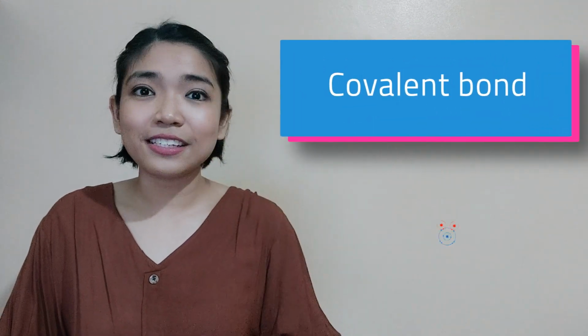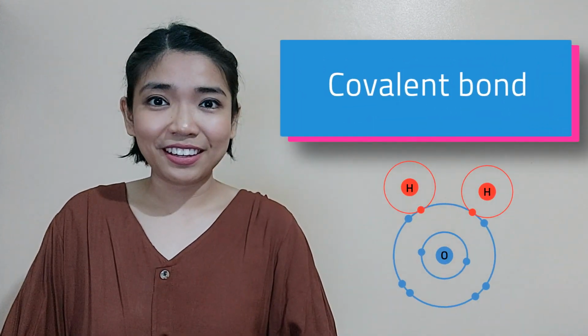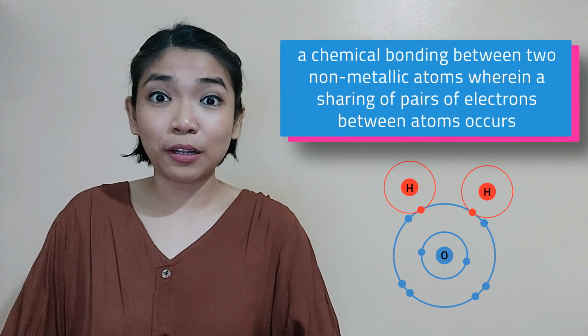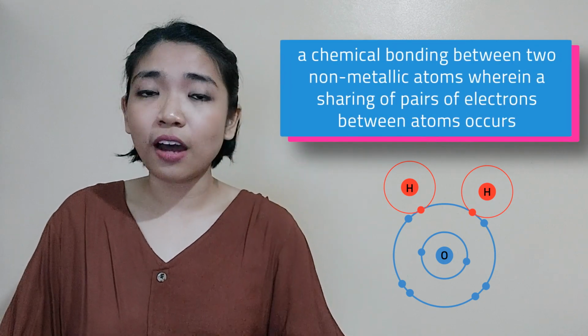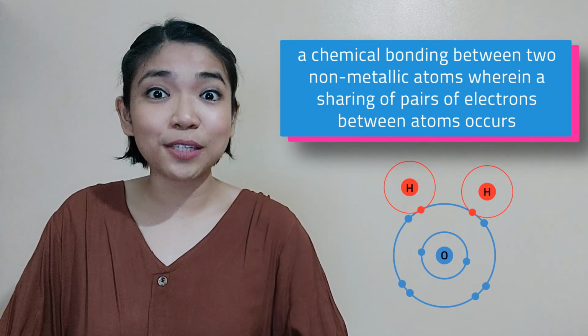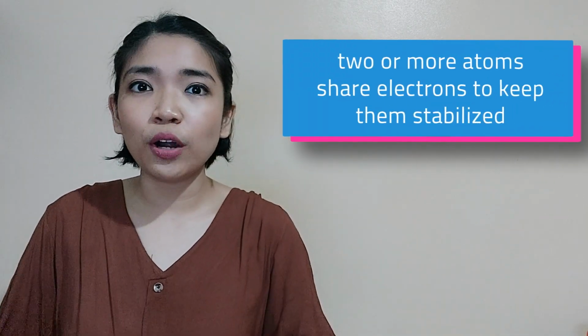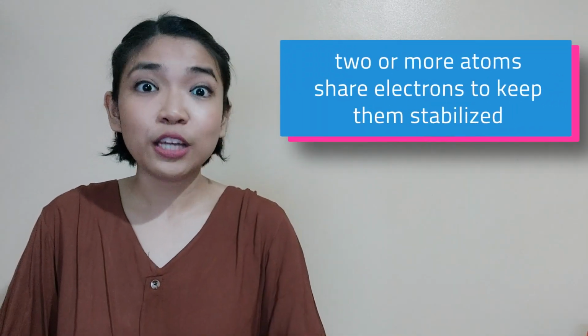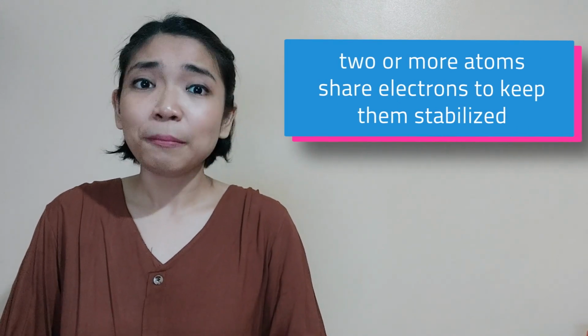The first is the covalent bond. It is defined as a chemical bonding between two non-metallic atoms wherein a sharing of pairs of electrons between atoms occurs. Covalent bonds form when two or more atoms share electrons to keep them stabilized because neither of them is strong enough to attract electrons from each other.